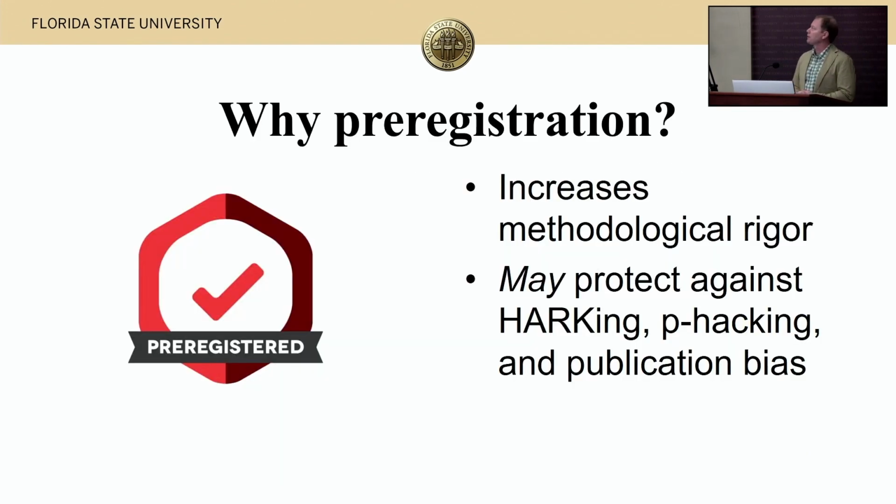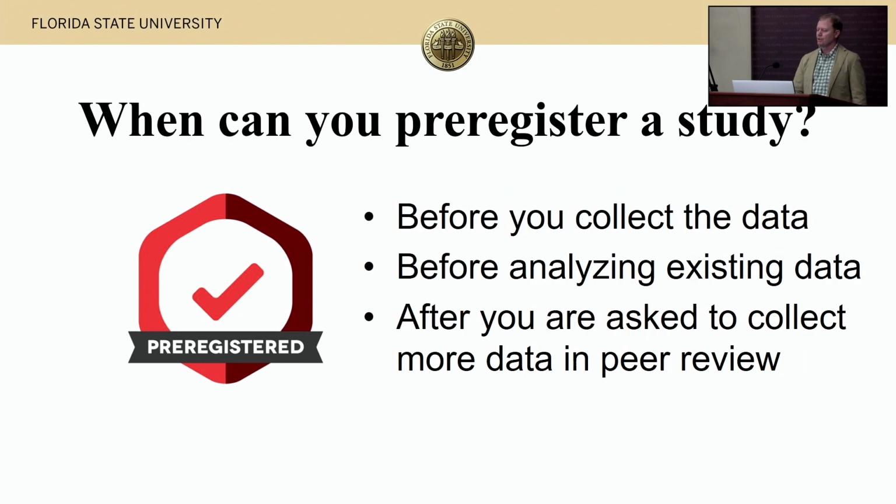Why is this important? One of the reasons some of the folks I know in the social sciences are doing it is that it increases methodological rigor, right? So it may protect against things like HARKing and p-hacking, and to some extent it may protect against publication bias, but I'm not sure. That may be an empirical question. So when can you do pre-registration? You can do it before you collect. If you're planning to do primary data collection, you can do it before you've gathered any data. Or if you're going to do primary or secondary data analysis, you can do it before you've analyzed data that already exists.